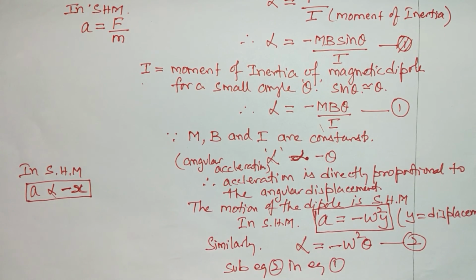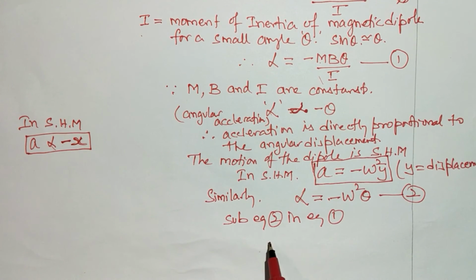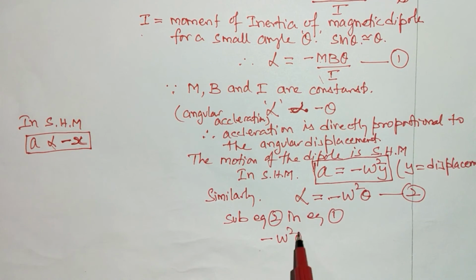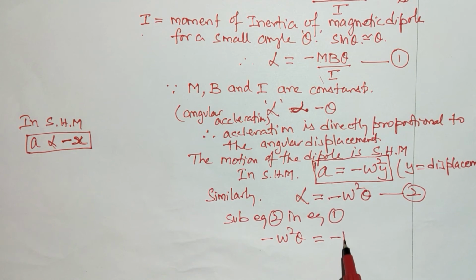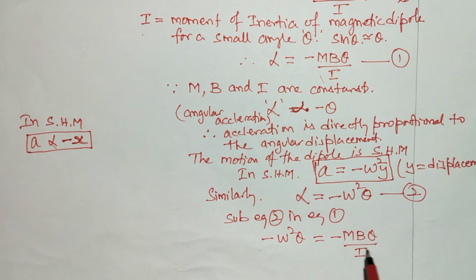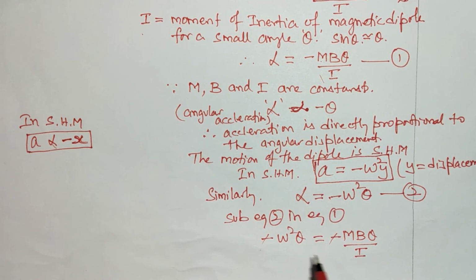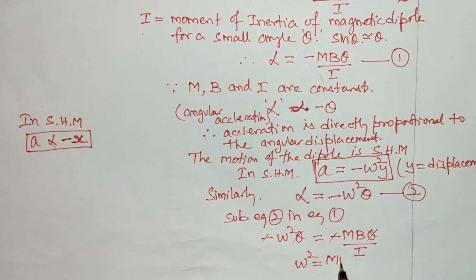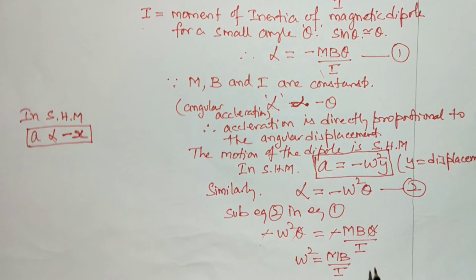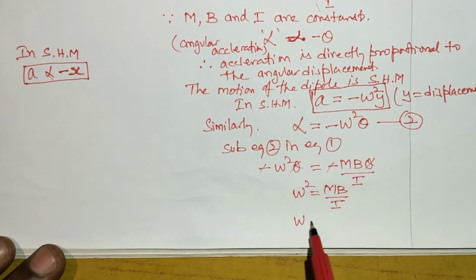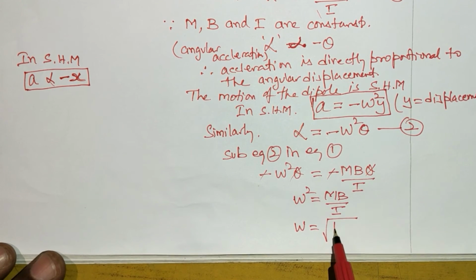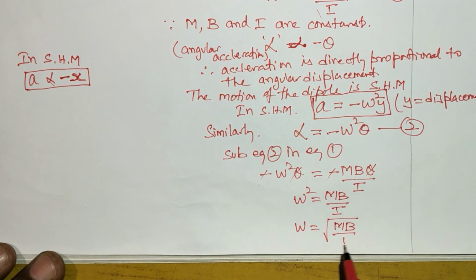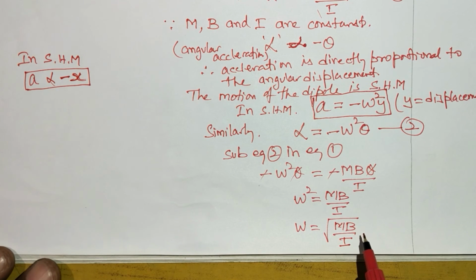What happens if we substitute here? You see here, minus omega square theta is equal to minus m into b into theta by moment of inertia. Minus gets cancelled, theta also gets cancelled. So, omega square is equal to how much? M into B by I. Therefore, we can write it as omega is equal to square root of M into B by I.